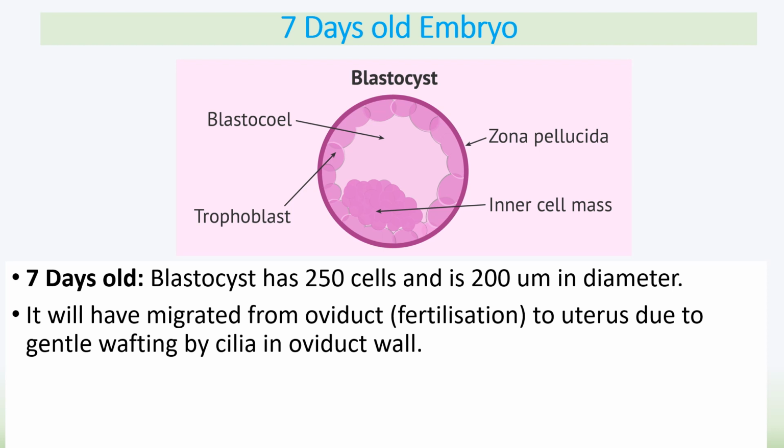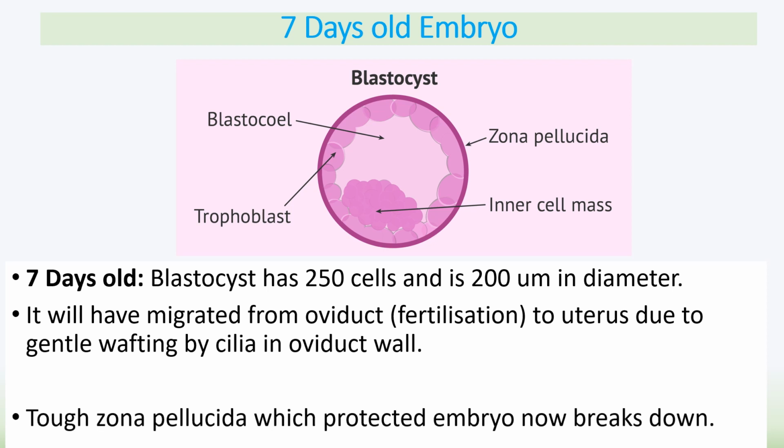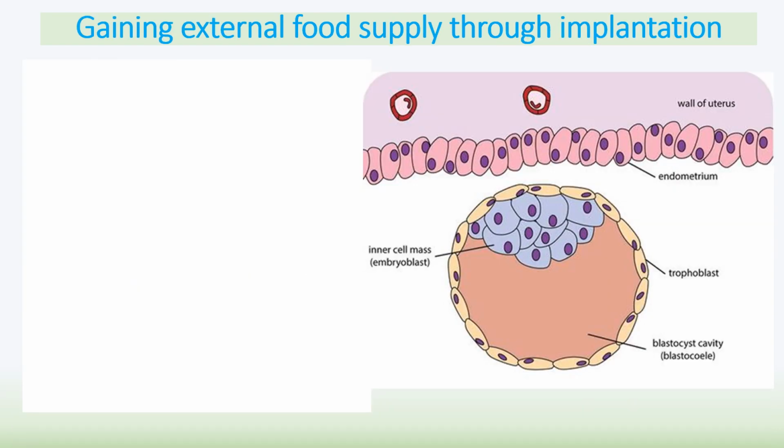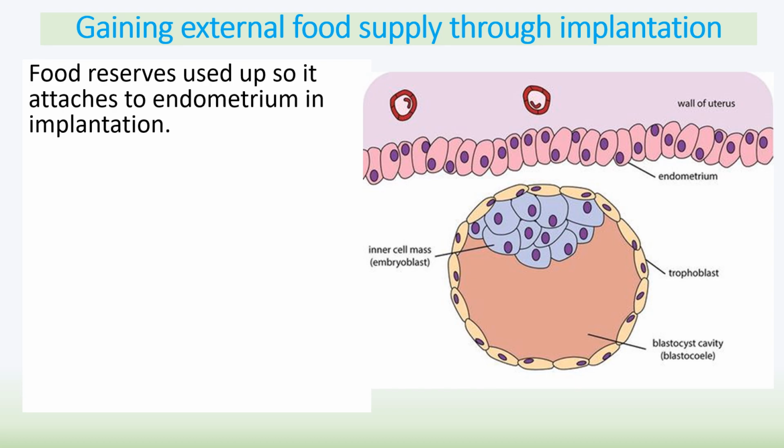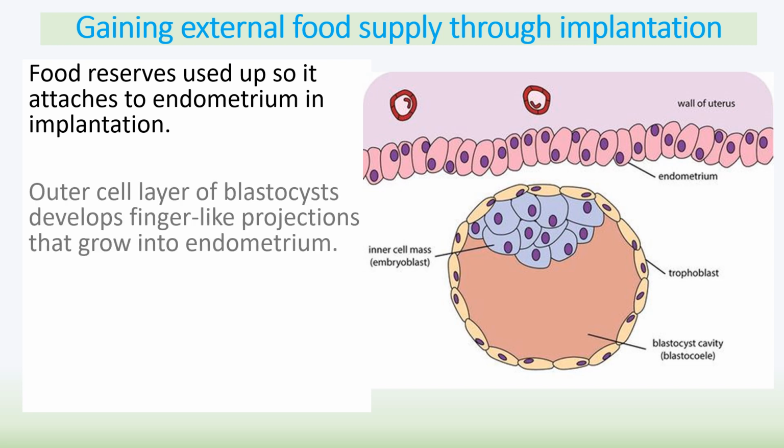And then when it reaches the uterus, there has to be a key change in that the tough zona pellucida, which protects the embryo until this point, has to now break down, because these inner cells have to combine with the uterus. So what has to happen is that at this point, the food supply is going to be starting to run low. So the blastocyst has to now conjoin, via what we call implantation, with the wall of the uterus, known as the endometrium. So the food reserves are used up, and we have a limited amount of time.